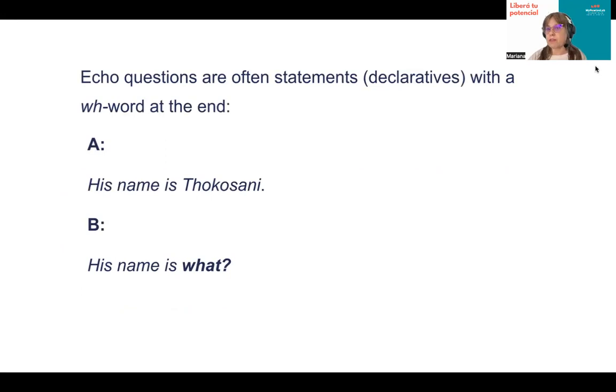They are often statements or declaratives with a WH word at the end. Also, they might appear like this. Let's have a look at the dialogue. A could say, "His name is Tokosani." And B, "His name is what?" Okay, so that's very typical in the language. Sounds easy, but probably you had never heard it's an echo question.